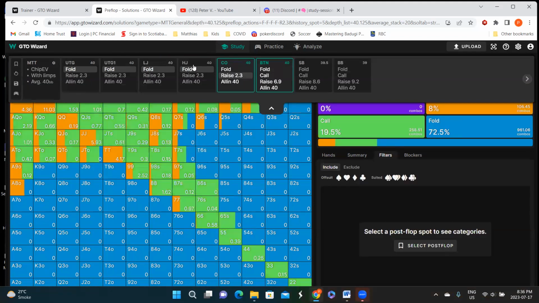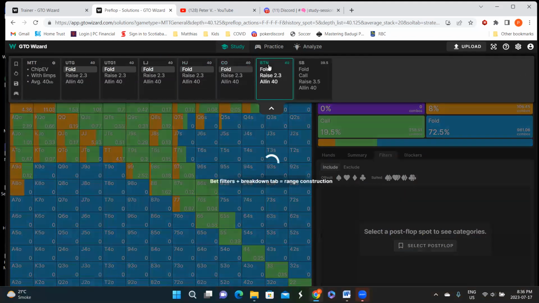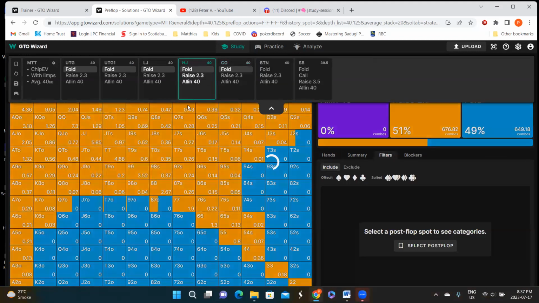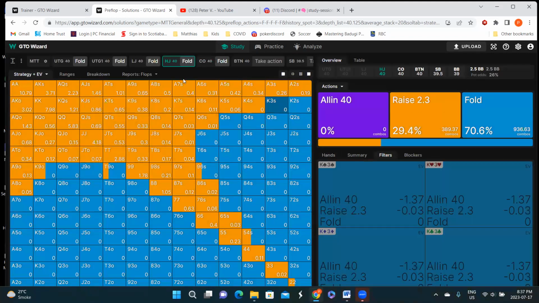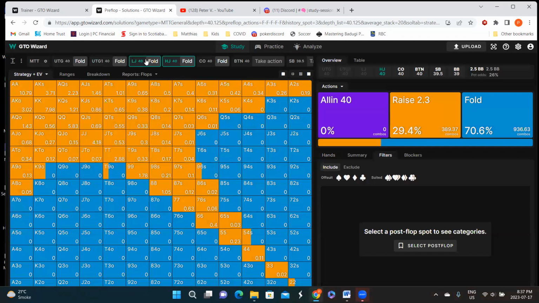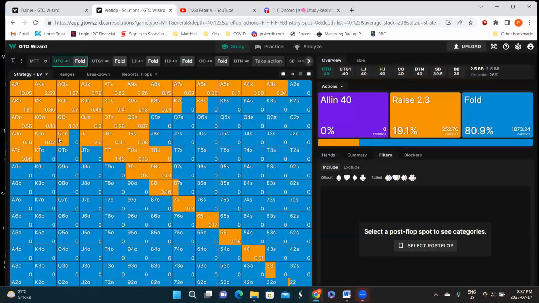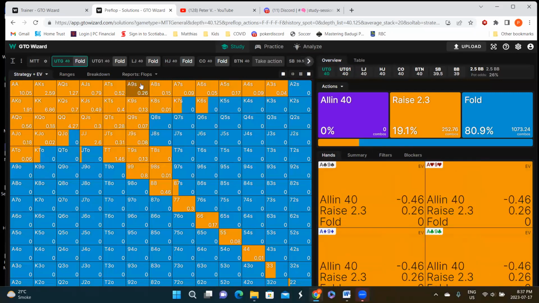And when we take a look at it, they fold, the button is eights and fives, and the hijack is sevens and tens. And then it's going to be eights and tens for the lojack. It's going to be eights and jacks mixing for under the gun one, and it's going to be jacks and nines for under the gun. So as we go here, we can see this range construction is suited nines and offsuit jacks as hands that are going to open.